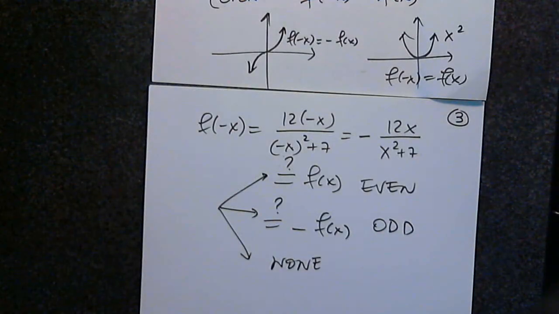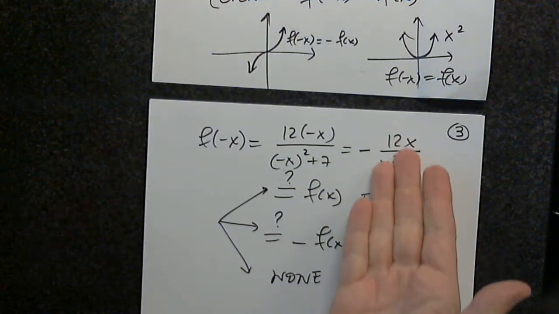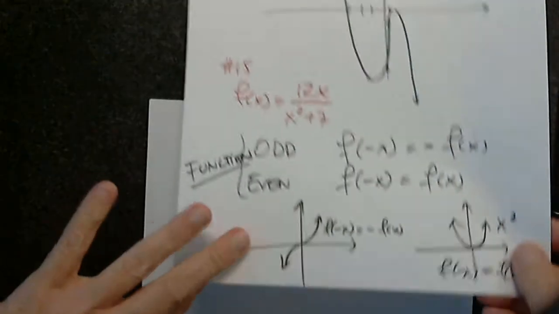A function cannot be odd and even at the same time. There is one, but nobody cares about it: y equals 0. This is symmetric with respect to the origin and symmetric with respect to the y-axis. But who cares about this function? Non-functions can be symmetric with respect to everything, the origin, the x-axis, the y-axis. But not functions.